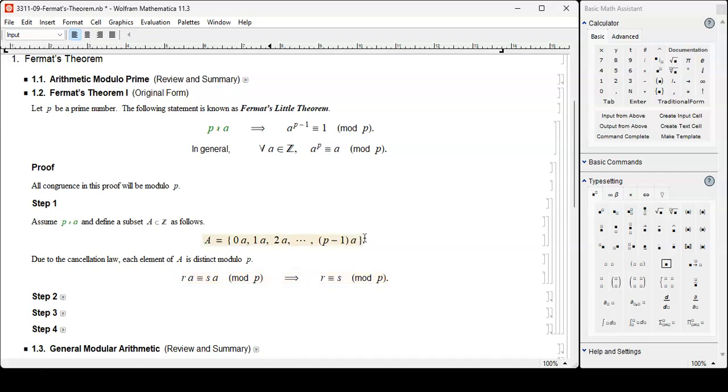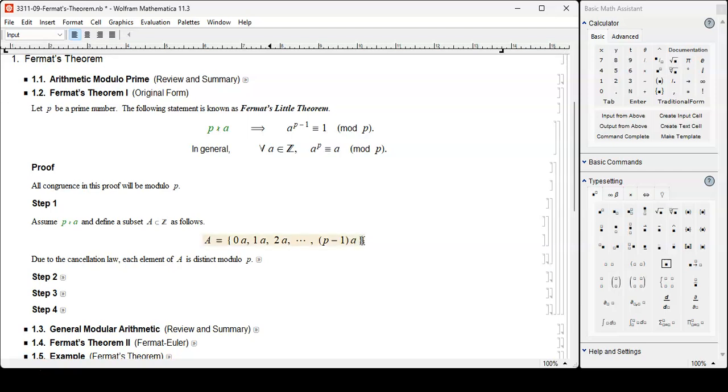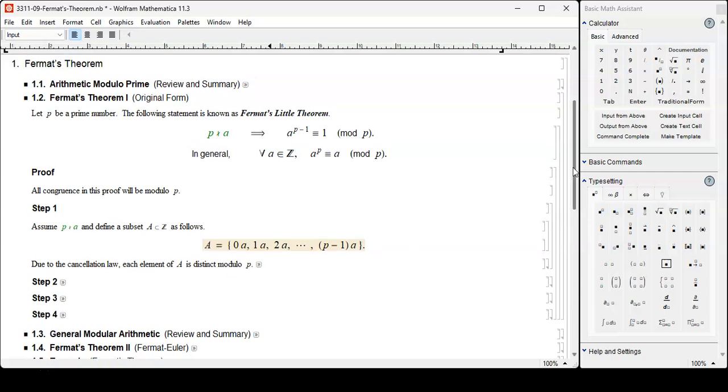But here, r and s are just integers from 0 to p minus 1. So this congruence, as a matter of fact, gives us equality. Consequently, all of these are distinct. So we have p integers that are all distinct from each other modulo p. Now, can you think of another subset of Z that consists of p integers that are all distinct from each other mod p?